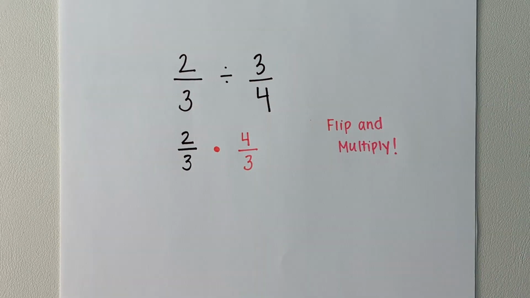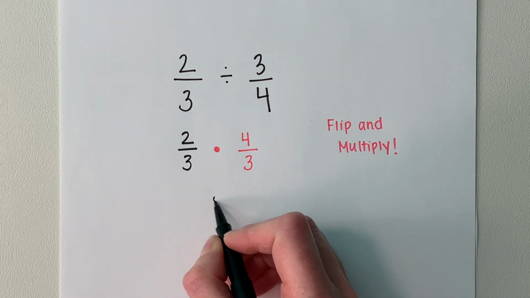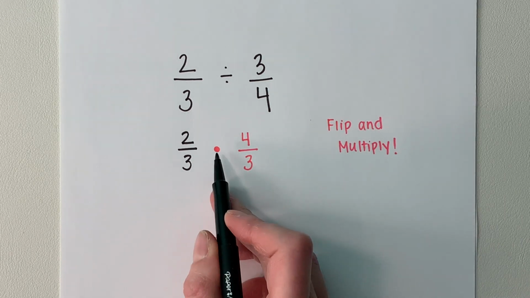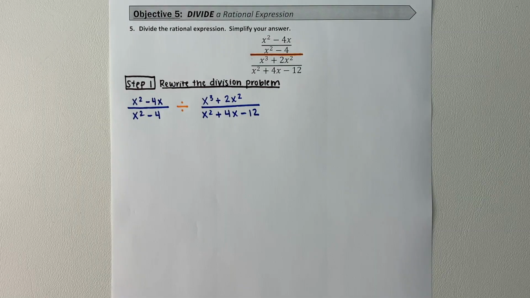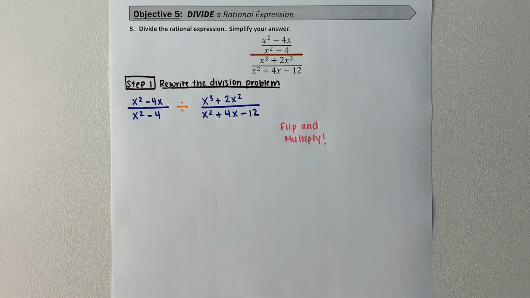Now we'll multiply or combine the numerators. So we'll take 2 times 4 to get 8. And we'll multiply or combine the denominators. So we'll take 3 times 3 to get 9. And the last step would be to check to see if you can simplify. This fraction here cannot be simplified. So now we know that when we're dividing fractions, we flip and multiply.